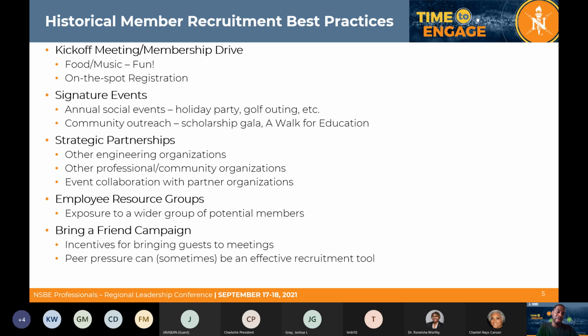Then finally, you could start a Bring a Friend campaign. So you could provide some kind of incentive for members to bring new people to meetings and get them signed up. Or maybe you could have some kind of contest, like whoever brings the most new people to the next meeting gets some kind of prize or something like that.